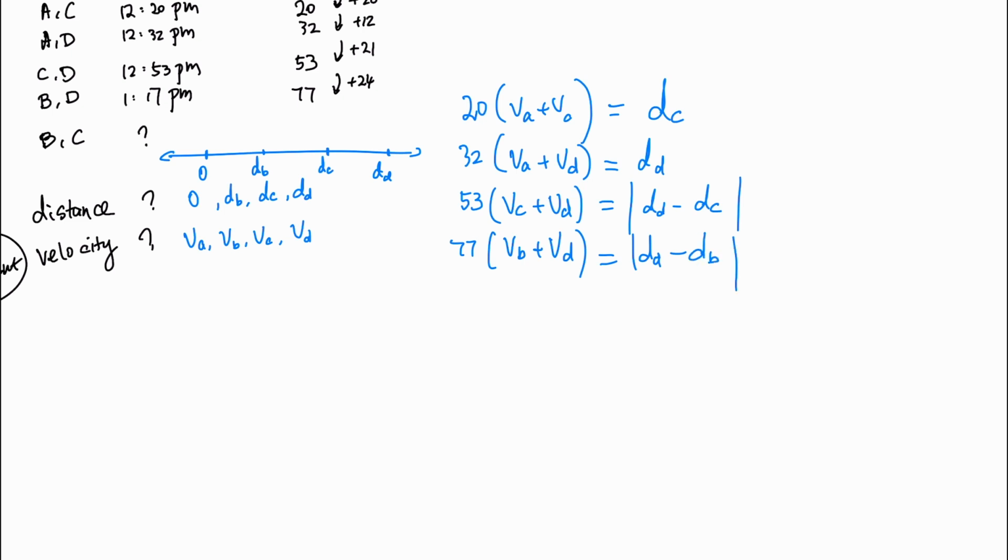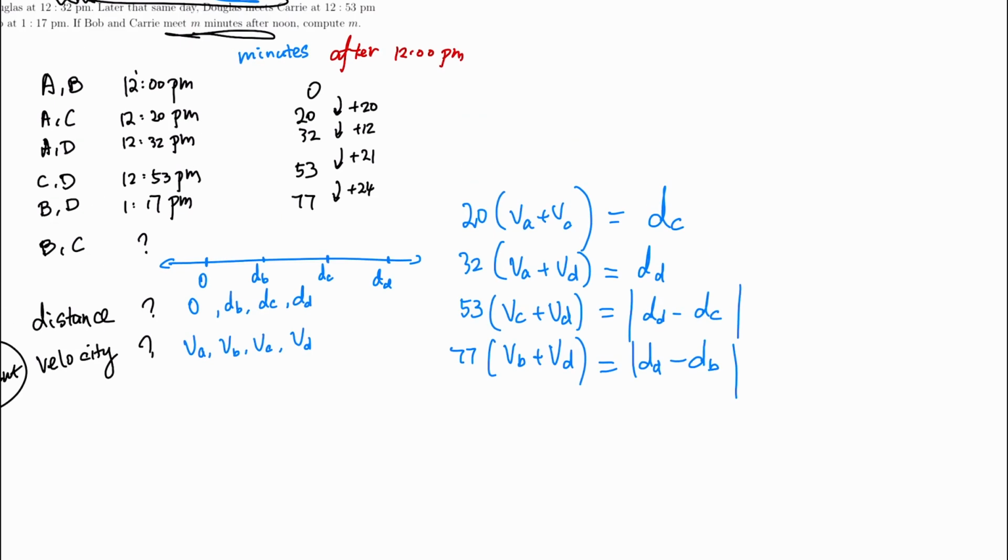And look at how many variables we have. We have VA, VB, VC, VD. We have DB, DC, DD. That is 7 variables. We need 7 equations. How are we going to get 7 equations out of this? Counting A and B at 12 p.m., although we've already used it, assuming this is 0 and the starting time is 12 p.m., we cannot get 7 equations.